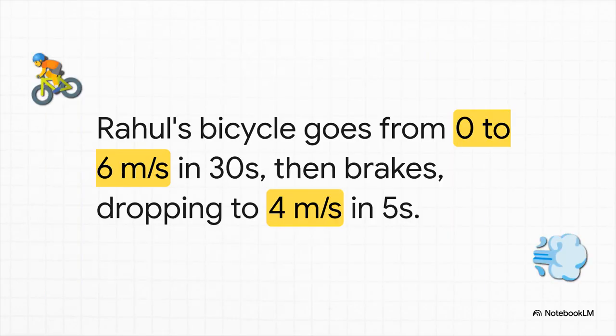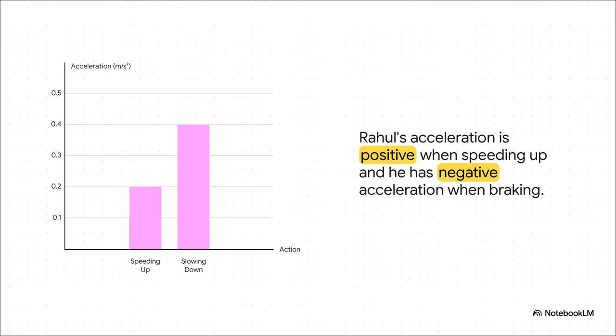In the first case, he starts from a complete standstill and pedals up to 6 meters per second over 30 seconds. Then, in the second case, he hits the brakes, and his velocity drops by 2 meters per second in just 5 seconds. And this graph shows exactly what's happening.